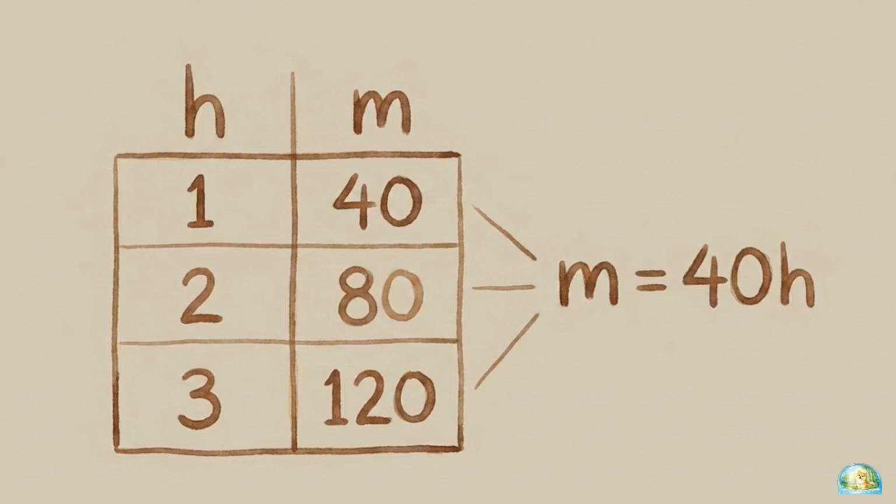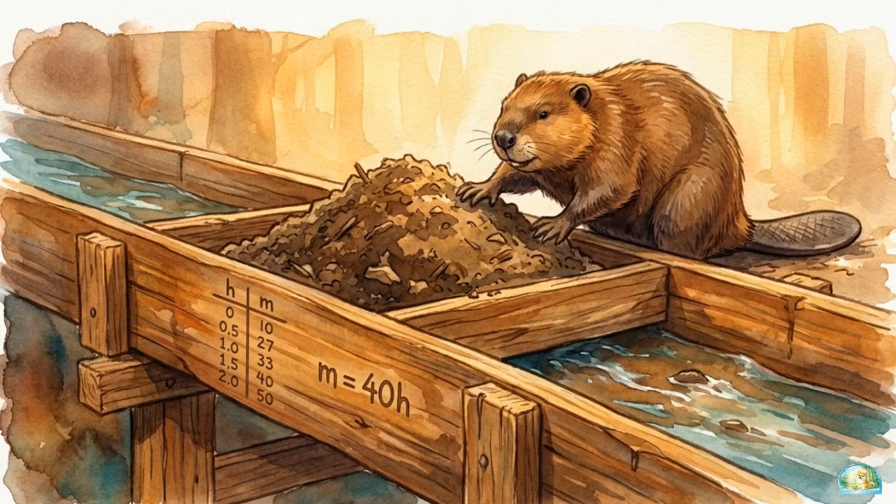The pattern shows us the governing relationship. To find the total miles, we multiply the hours by 40. A table and the equation m equals 40h both model the situation.